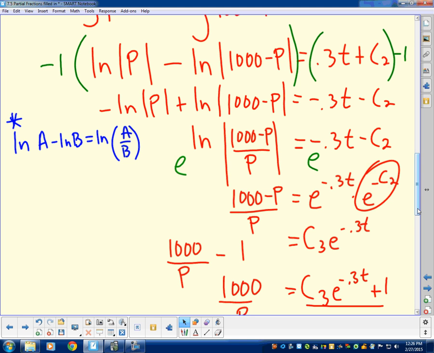And then it's in the next step that I needed to have p on the bottom. See, if I have a monomial term like p on the bottom as opposed to 1,000 minus p, I can break this up as two separate fractions. I have the fraction 1,000 over p minus p over p, which is 1. So if you think of it, there's one fraction, there's the other. One fraction here, one fraction here. And so we have 1,000 over p minus p over p, which is 1, equals c sub 3 e to the negative 0.3t.